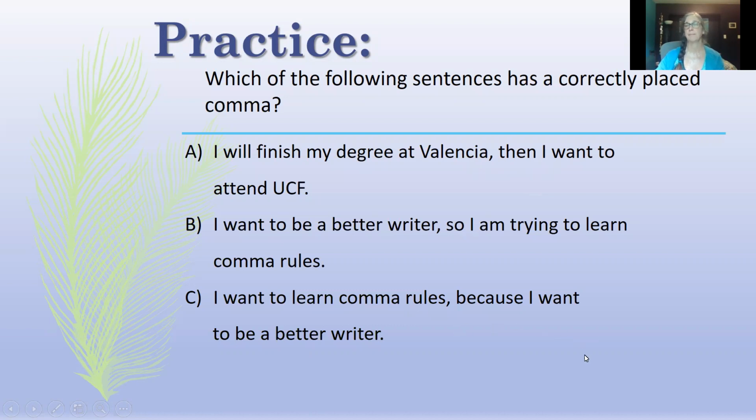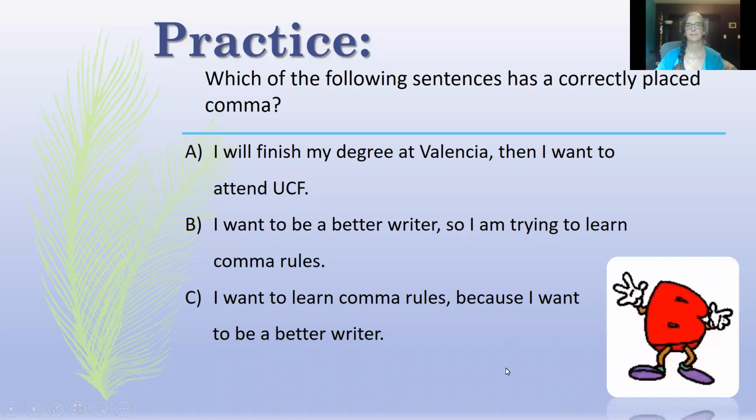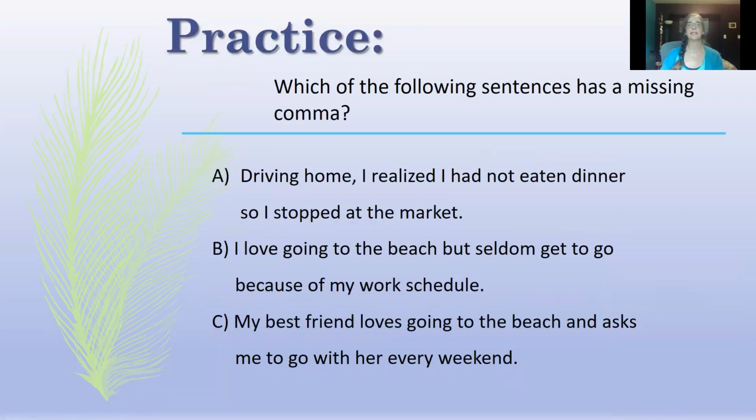Okay, now what about C? How would you fix C? Just take it away. Yep. It's got that formula, IC DC, independent clause, dependent clause. Good job, Joey. All right. Which of the following sentences has a missing comma? Driving home, I realized I had not eaten dinner, so I stopped at the market. I love going to the beach, but seldom get to go because of my work schedule. My best friend loves going to the beach and asks me to go with her every weekend. So which one has a missing comma?